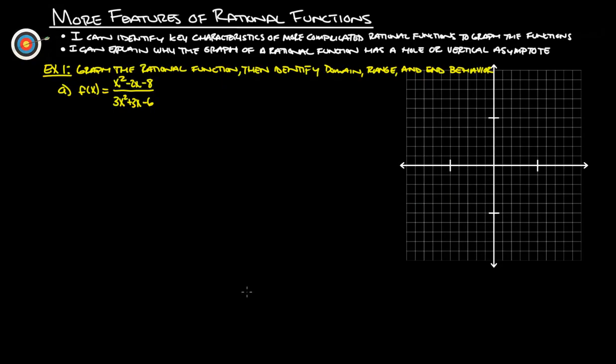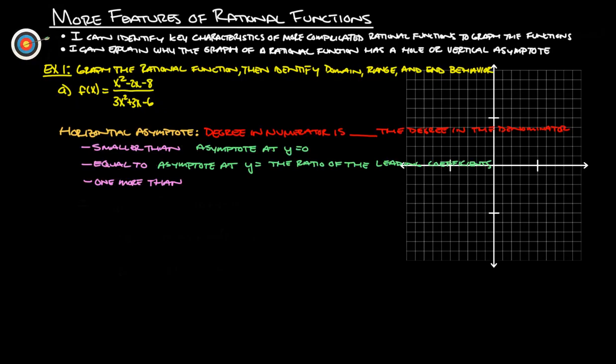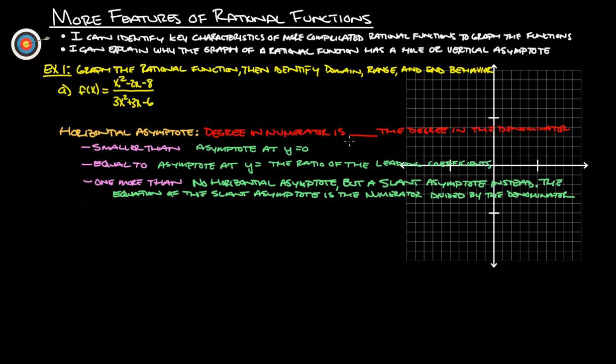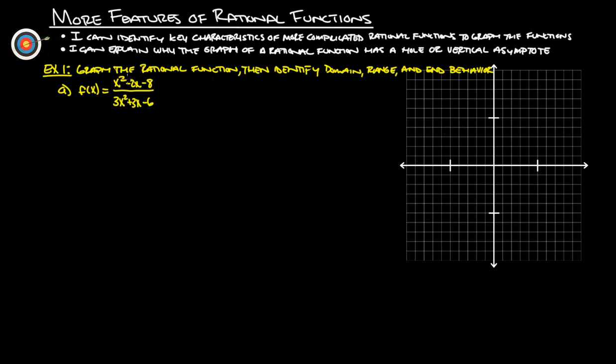Okay, example 1: graph the rational function, then identify domain, range, and end behavior. And we have this lovely looking thing here. First off, if you'll remember, if the degree in the numerator is equal, there's an asymptote at y equals the ratio of the leading coefficients. Leading coefficient here is 1. Leading coefficient here is 3, so we're going to have an asymptote at y equals 1/3. If we're calling this 1, then 1/3 is going to be just above our x-axis. So there's our horizontal asymptote.